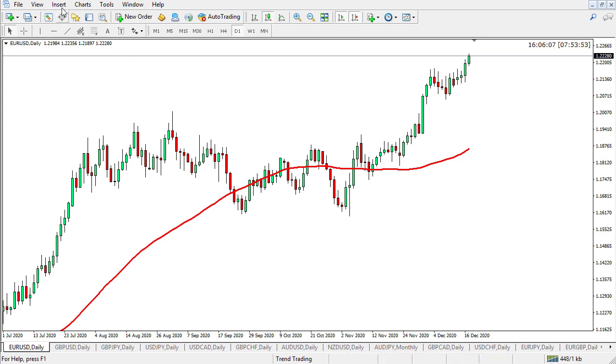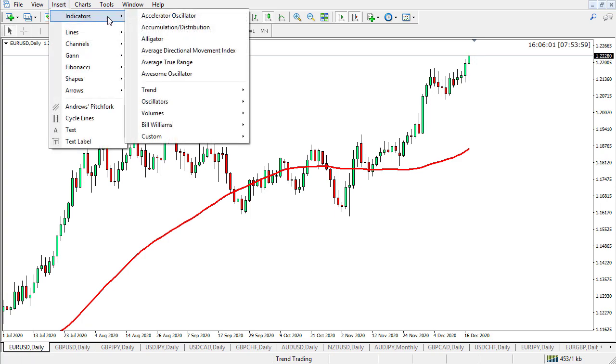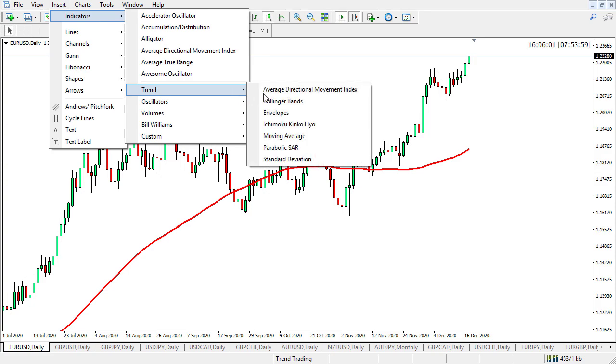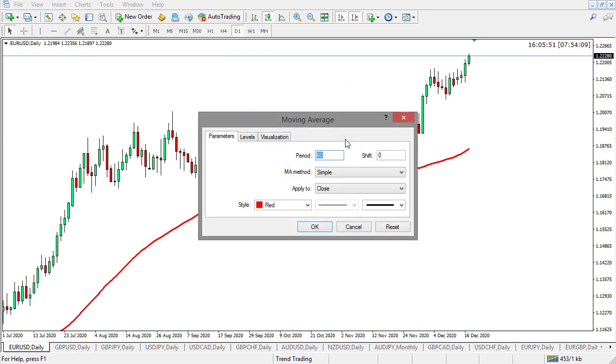Now we're going to do the same thing one more time. Actually, we're going to be doing it twice, but let's go on with the second time now. Click Insert, hover your mouse's cursor over Indicators tab. Under the Trend category of technical indicators, select Moving Average again.